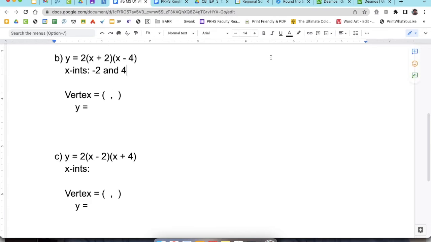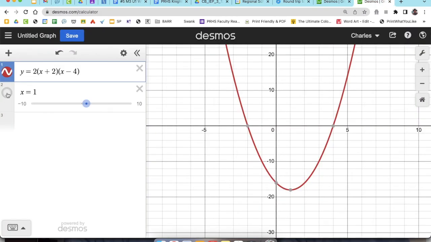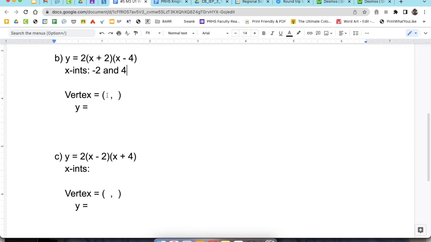Halfway in between -2 and +4, we're going to find +1. And the vertex we're looking for is right on that same line of symmetry. So the x value of the vertex is still going to be +1. Back to our algebraic solution here. When we plug 1 into this equation, let's see what happens.